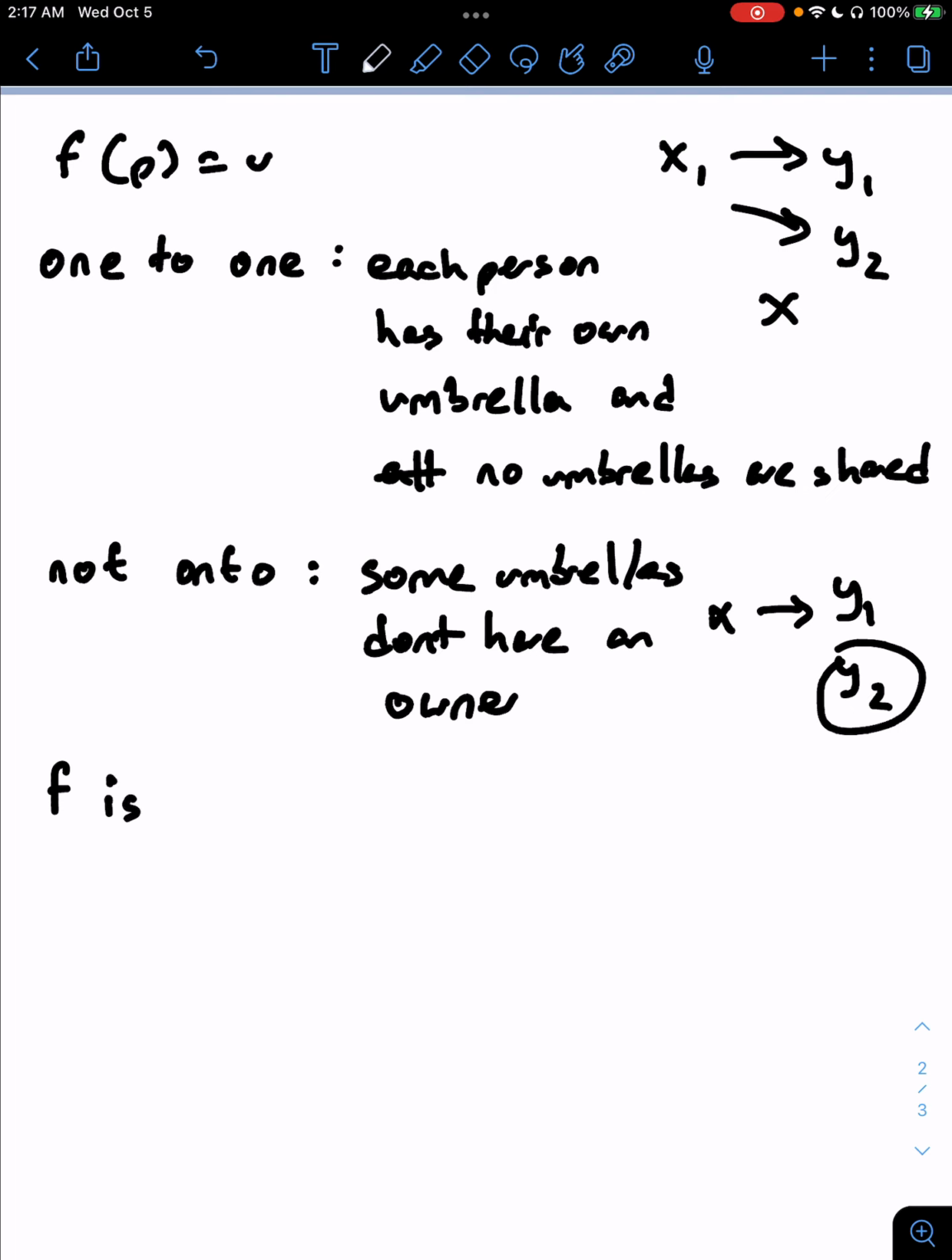Now, F is a bijection, right? So if it's a bijection, it's 1-to-1 and onto. So say if x1, x2, y1, y2. If x1 goes to y1 and x2 goes to y2, and all the y values are used up, and each x has a different y, then that means it's 1-to-1 and onto, which implies it's a bijection, right?